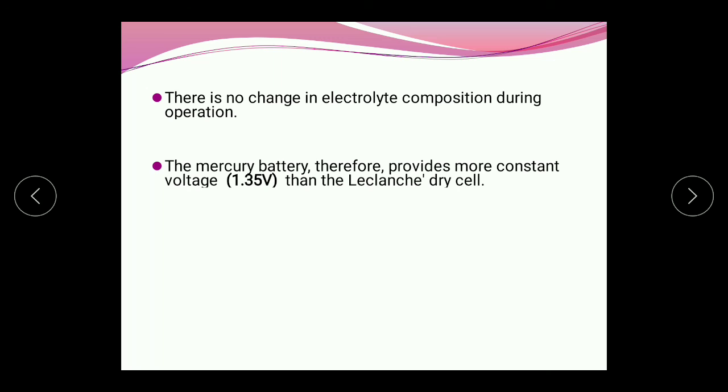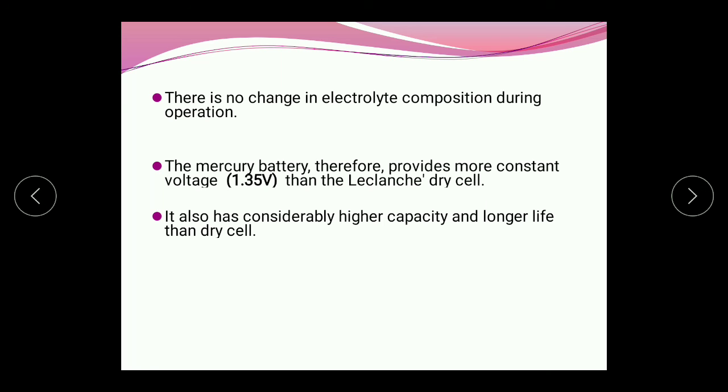Anode and cathode are there. The electrolyte solution is restored, which means it provides a more constant voltage than the Leclanche dry cell. And the voltage obtained here is 1.35 volt. Remember this figure also. One more benefit of this mercury cell is that it also has considerably higher capacity and longer life than the dry cell. So it is much better than a dry cell.